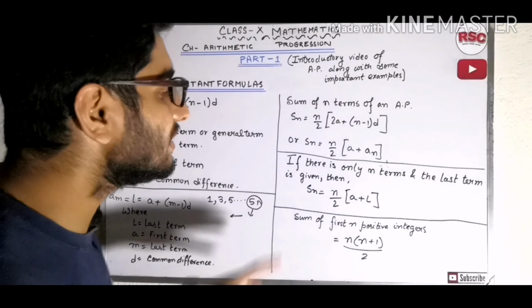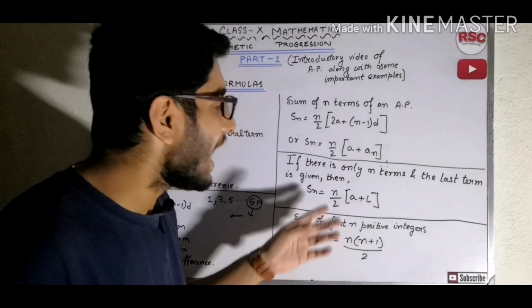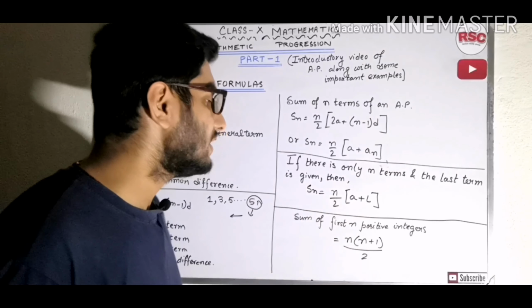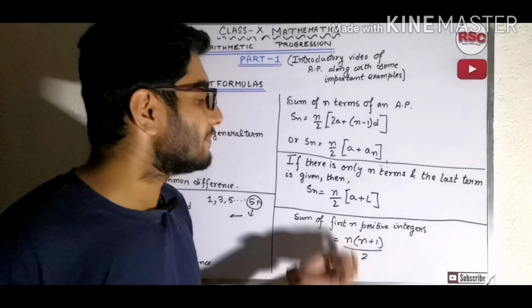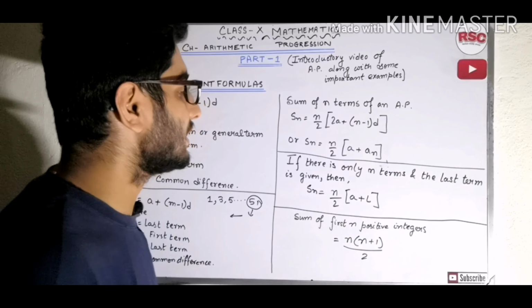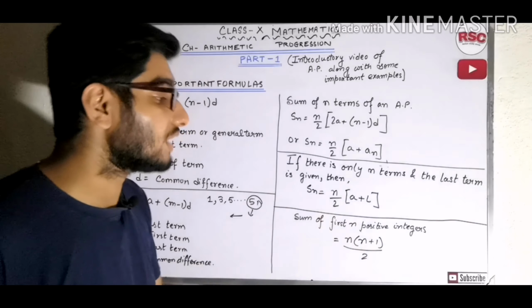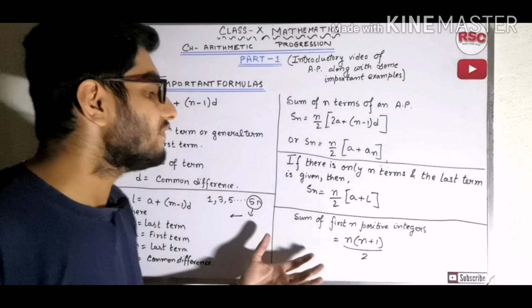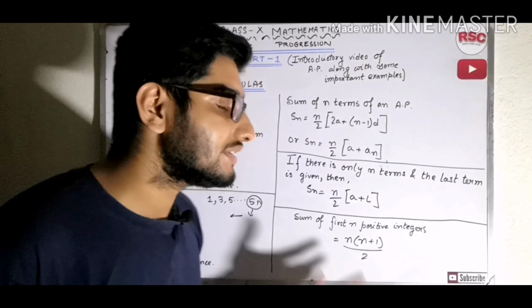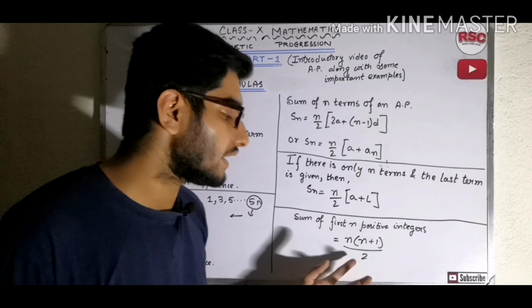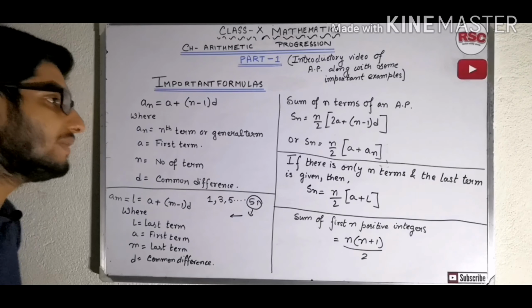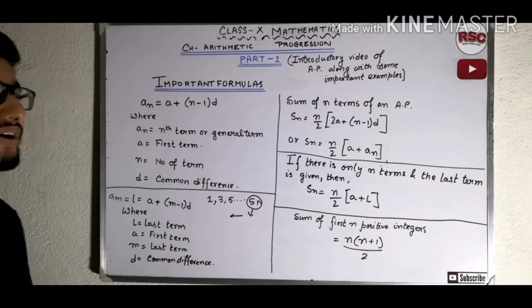And if only n terms are given and you just know the last term, then you have to put it into this formula, that is Sn equal to n by 2 (a plus L). Just put it into this formula and the sum will come out. Now, the sum of the first n positive integers: you just put it into this formula, n into (n plus 1) by 2, and the value will come up. So these are the required formulas of AP.